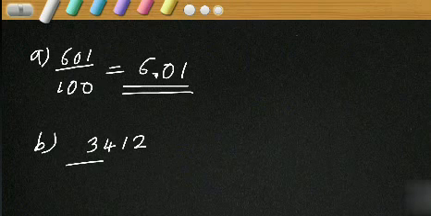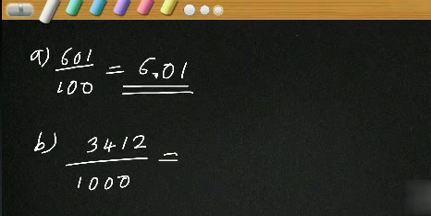Now let's do 3412 by 1000. So what would be the answer? In mind itself we can calculate this. How many decimal places should be there? Yes, there should be 3 decimal places. So where would we place the decimal point? After 3, isn't it?